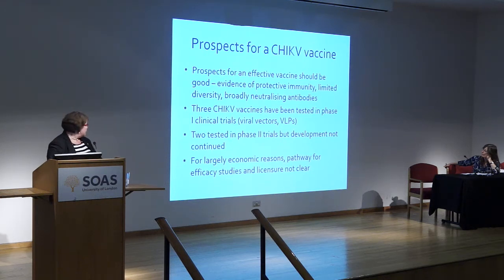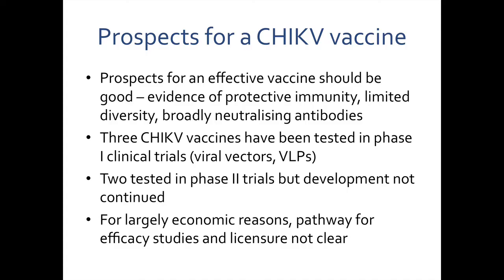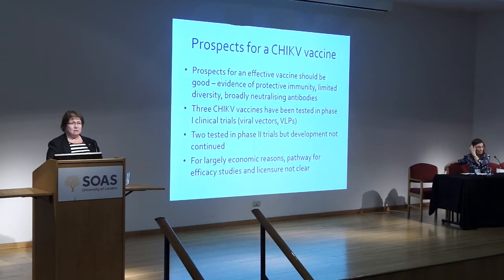And 3 different vaccines have been taken into human studies, 2 with viral vectors, one most recently with a measles virus backbone, and a virus-like particle tested at the NIH. But the first 2, although they looked quite promising, went into phase 2 trials, but then for reasons that are not entirely clear, interest in them petered out. It looked like it wasn't possible to interest pharma in taking these further.